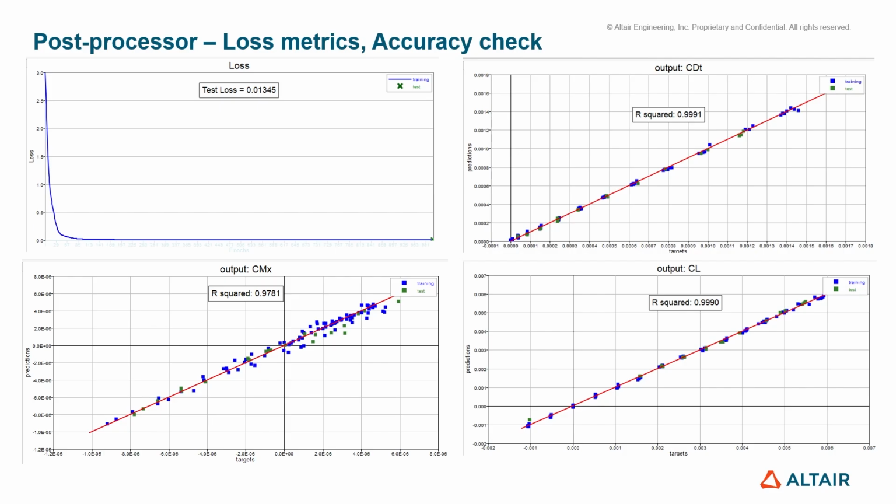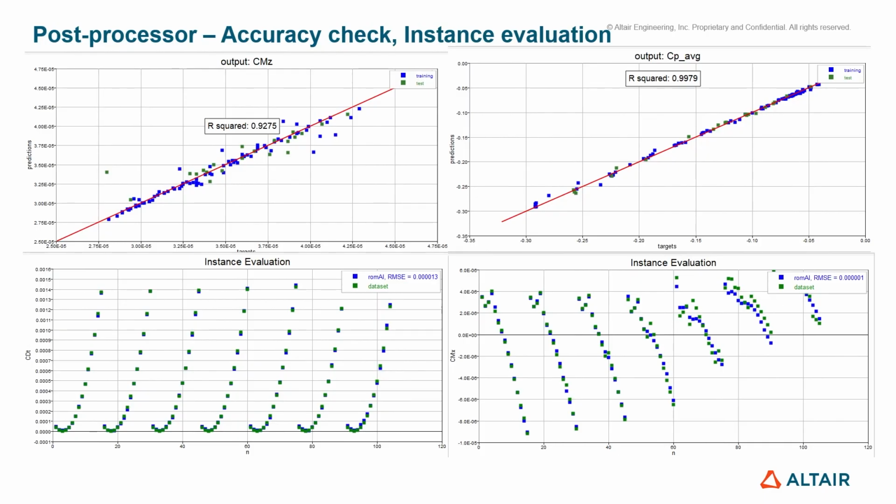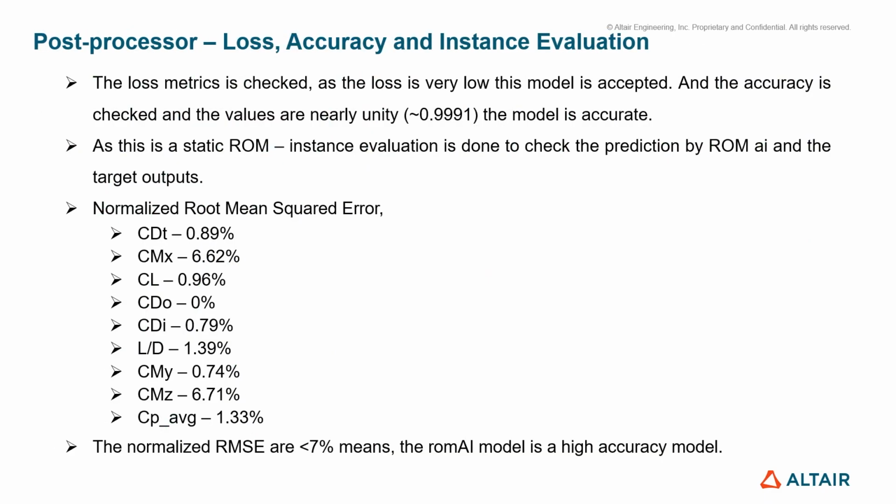Second model results. The results were even better. The R squared values were nearly perfect. These are the accuracy checks. Instant evaluation uses the same results as my target. The normalized root mean square error is 6.7% for the coefficient of moment about the z-axis, which is less than 7%, and the remaining values show a great normalized RMSE value, which means the RomAI model is a high accuracy model.